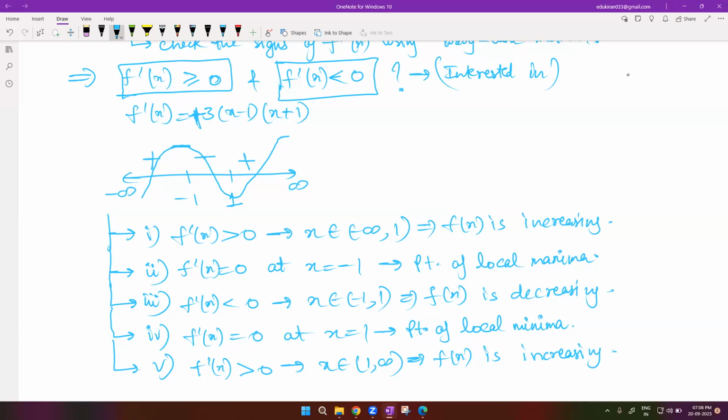Now, as many times as f dash x changes sign, that will be the number of extreme points directly. So if f dash x is changing the sign twice, it means that you are going to get two extreme points. You can observe here, first f dash x was positive, then negative, then again positive. So it changes two times. That is why we got two extreme points. One is the point of local maxima, another is the point of local minima.